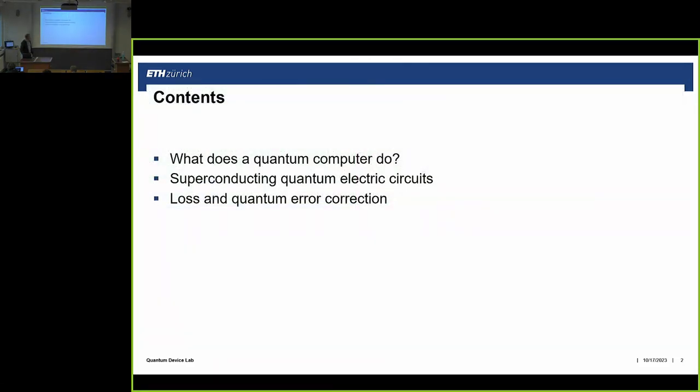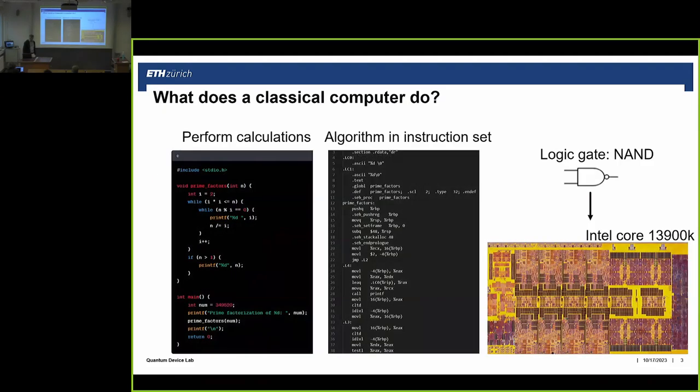So I'll be talking about quantum computing, and first we'll discuss what a quantum computer is actually supposed to do, what's the idea, and then I'll be talking about how you build them from superconductors, and then we'll discuss what the problem is. The problem is decoherence, and how you solve that. So, first things first, a quantum computer is like a regular computer, but quantum.